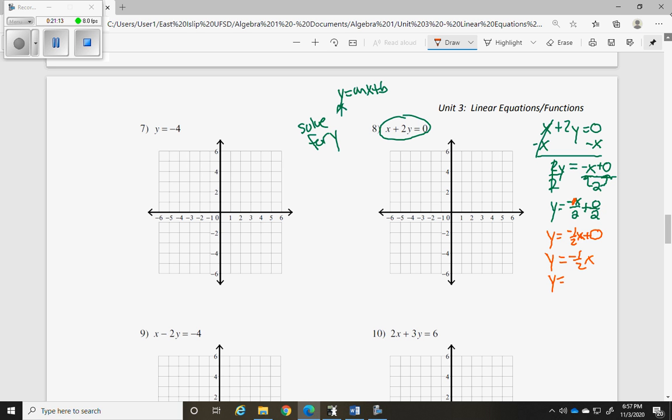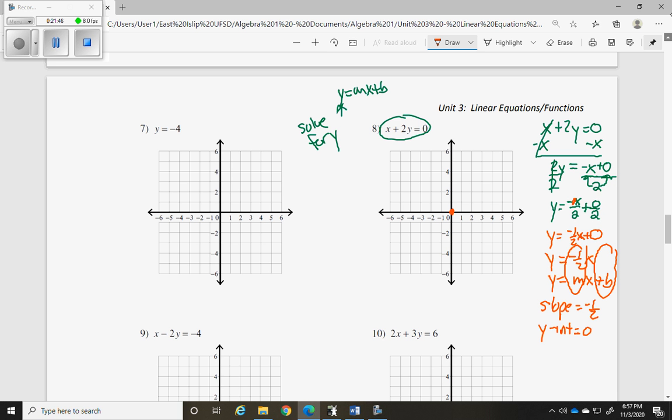This is in the form of y equals mx plus b. The y's are lined up. The equals are lined up. This negative 1/2 lines up with the m. The x's are lined up. And this plus b lines up with nothing. What can I write for nothing? I can write 0. So the slope is negative 1/2, and the y-intercept is 0. So we'll start at 0.